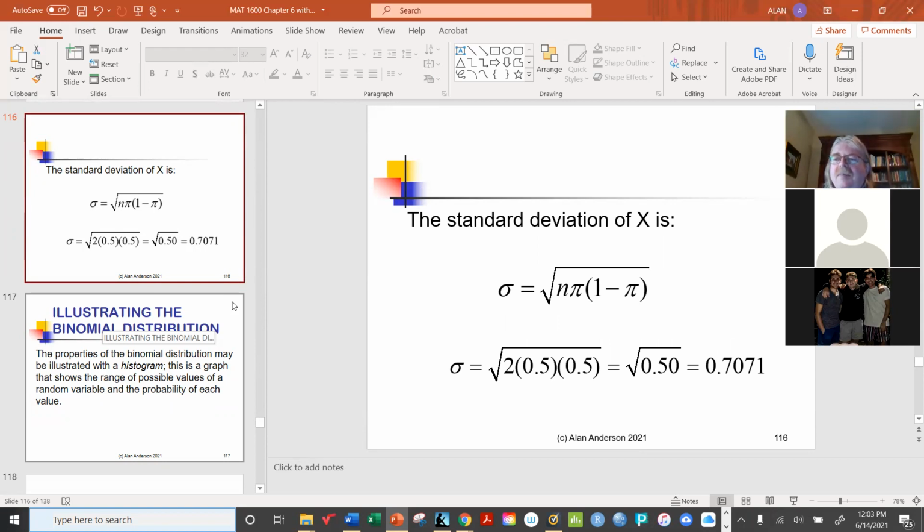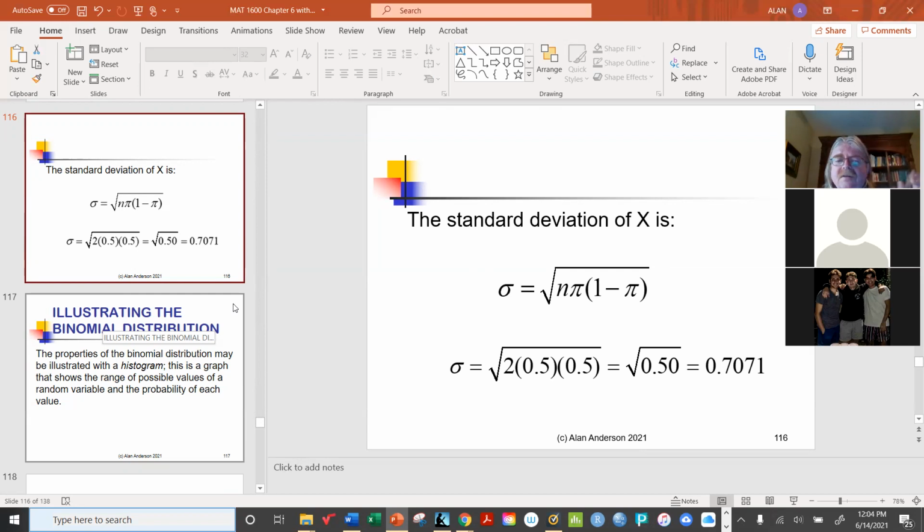In a way, it's kind of like people. If you know their first and last name, not really, because more than one person can have the same first and last name, but more or less, that's what it looks like. In other words, if you know the n and the pi, that uniquely characterizes that particular binomial distribution. So we can see this visually with histograms.